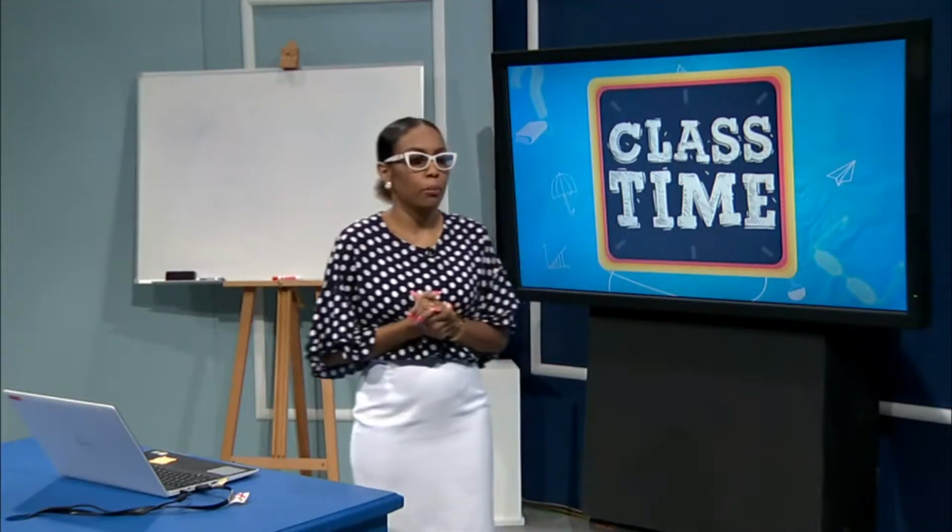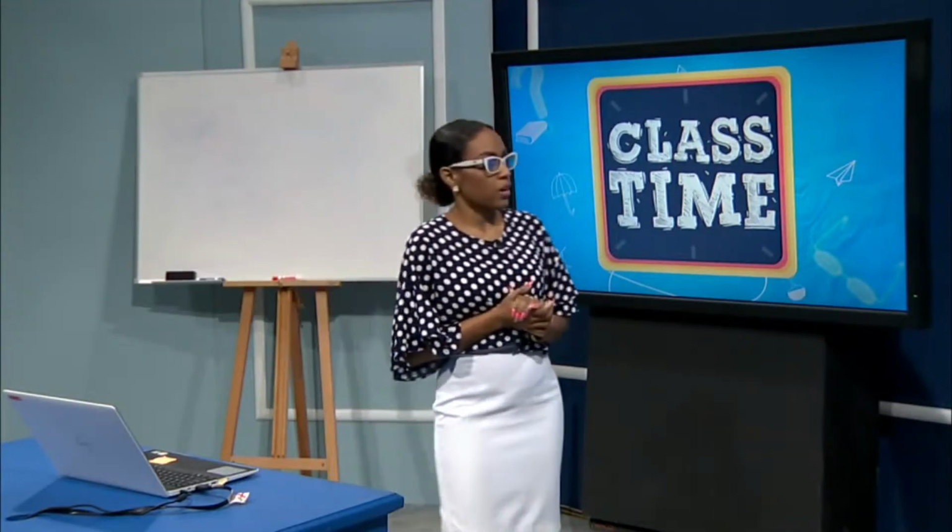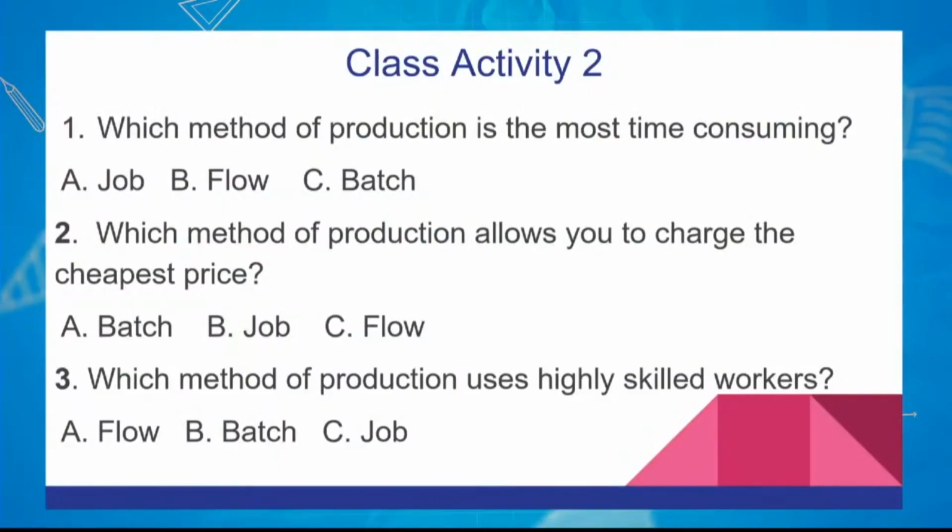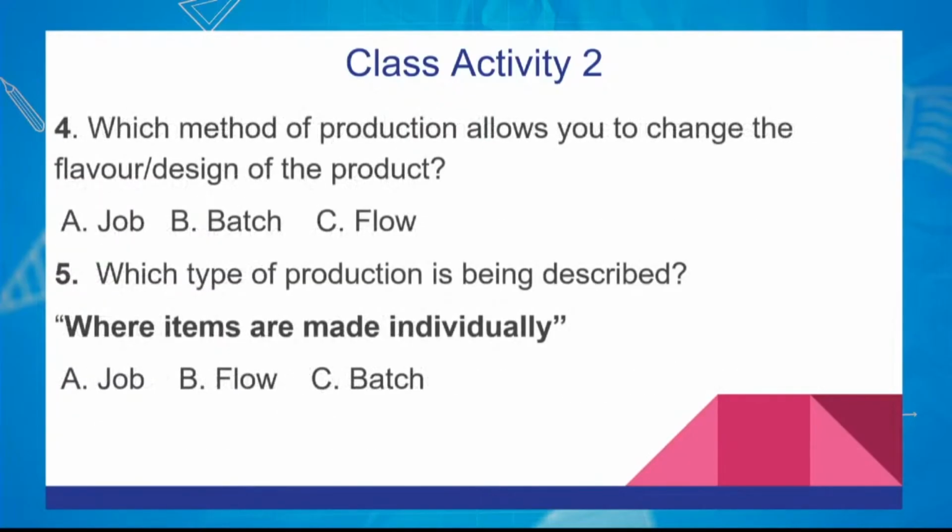Class activity number 2. Which method of production is the most time consuming? Which one do you think? Job, of course, because you're going to have to put more work into it. Which method of production allows you to charge the cheapest price? Flow production, buying in bulk. Which method of production uses highly skilled workers? Job production again, very good because it's customized.